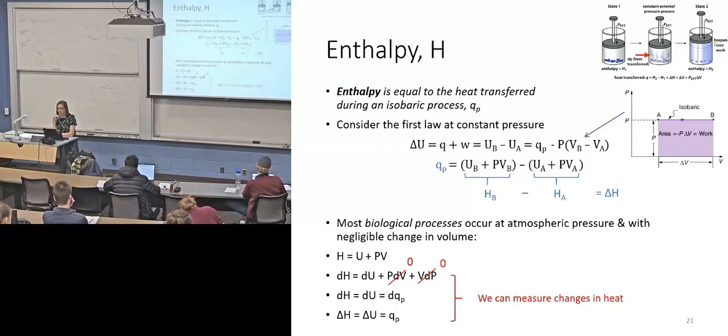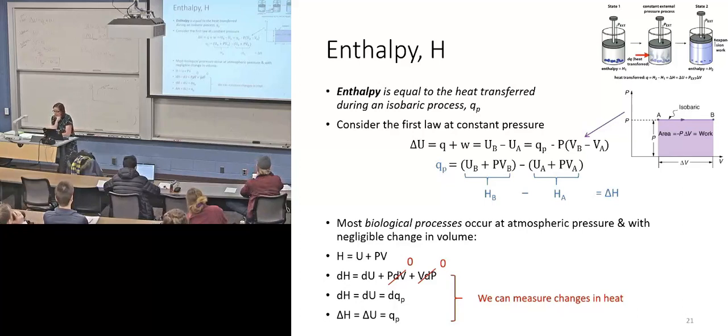What technique do we have to measure heat changes? Calorimeters. What was the type of calorimetry we did last time? Isothermal titration calorimetry, or ITC, is what we talked about last time, okay? We're going to talk about a different one this time, differential scanning calorimetry, or DSC.